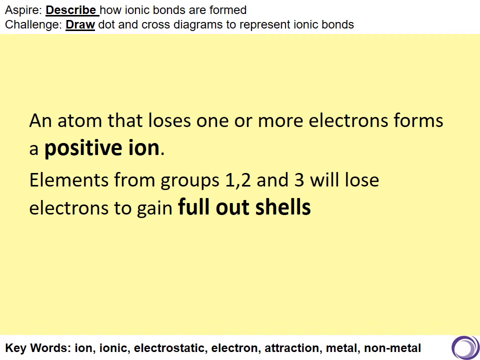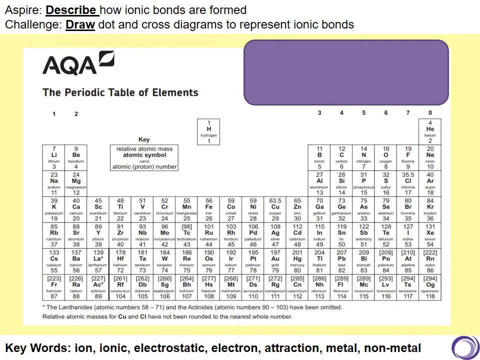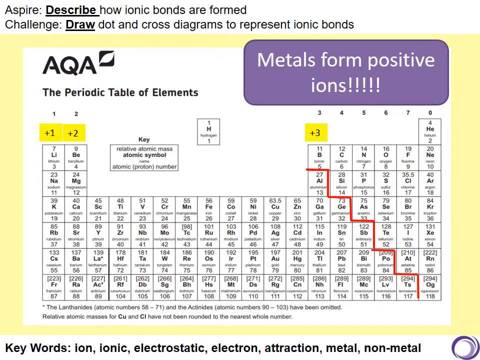An atom that loses one or more electrons forms a positive ion, and that means that elements from groups 1, 2 and 3 will lose electrons to gain full outer shells. When they do that, they will form positive ions. And again, you may have been shown in the past that you can write the charges of these ions on your periodic table. But the thing to remember is that metals form positive ions. So let's have a look at how they do this.